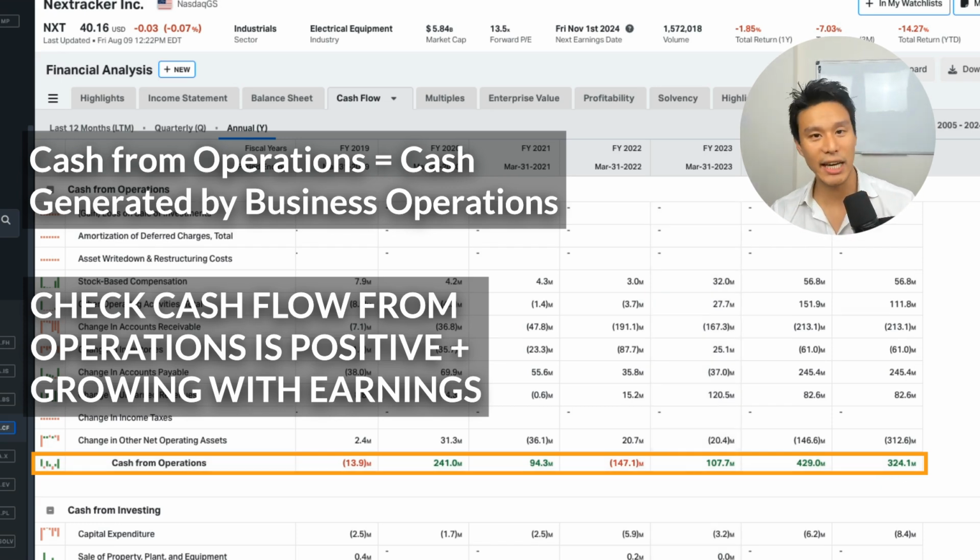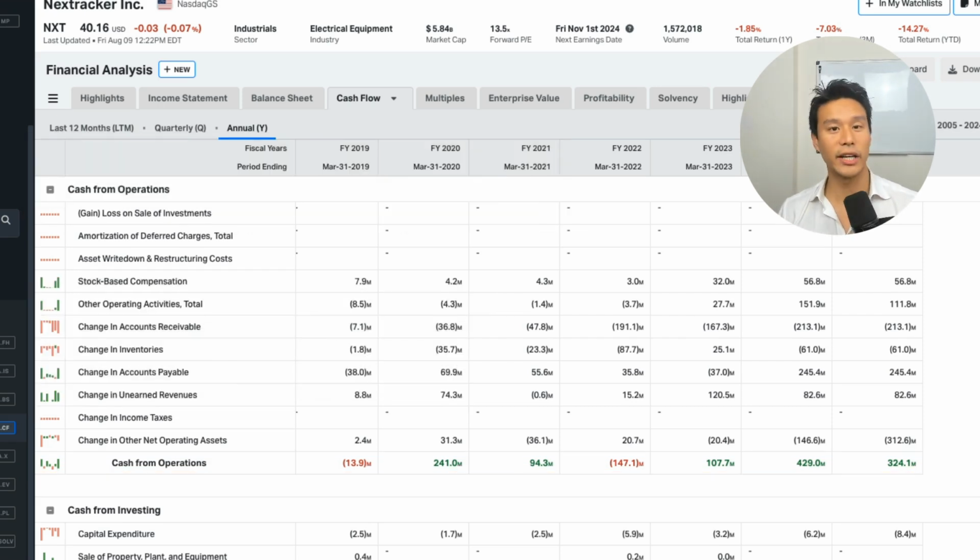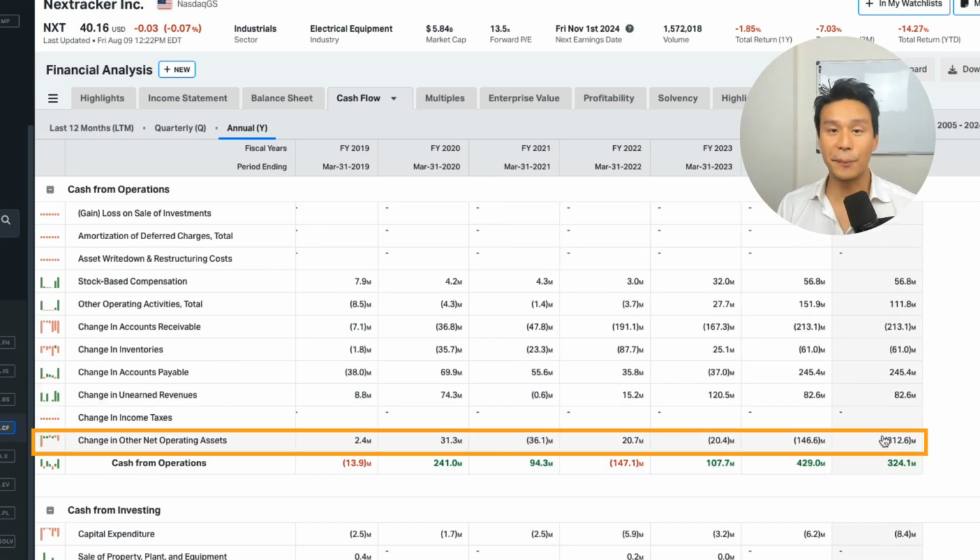So you want to make sure that the cash from operations is ideally positive and growing in line with the net income, the earnings per share, as well as the EBITDA. And also when I'm looking at cash from operations, here's where I can look at the working capital. So this change in net operating assets represents the working capital.